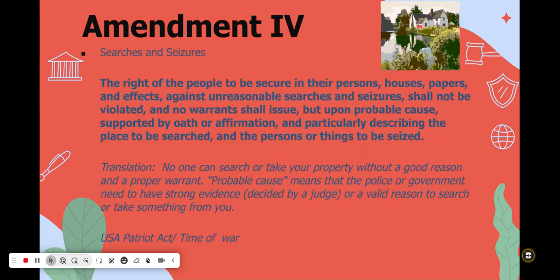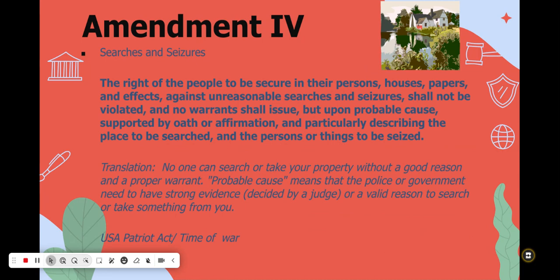Number four, big one, okay? Essentially, the government cannot search your property without good reason and a warrant. So in a warrant, you need something called probable cause. Basically, a judge decides that there's enough reason, right, to search you. This could mean like a blood test.